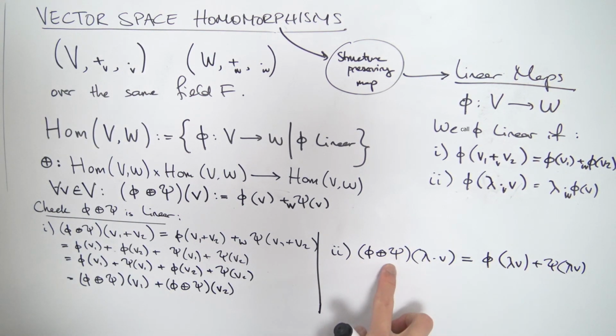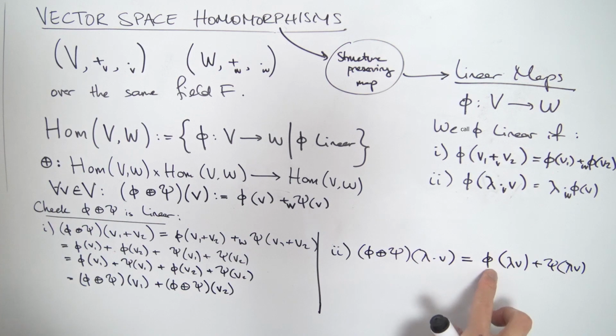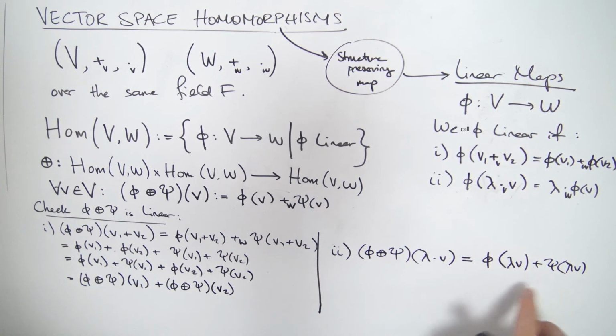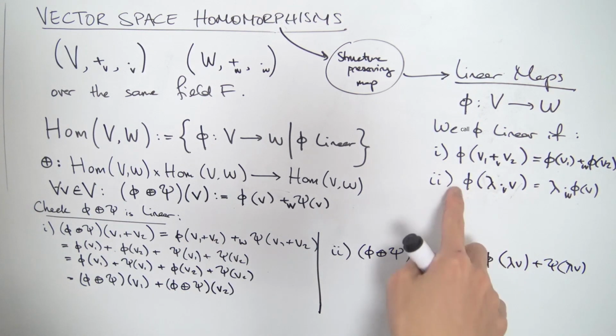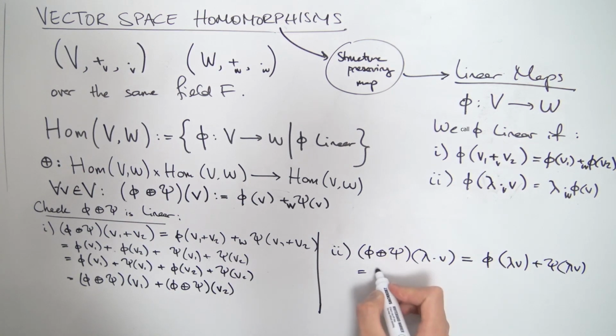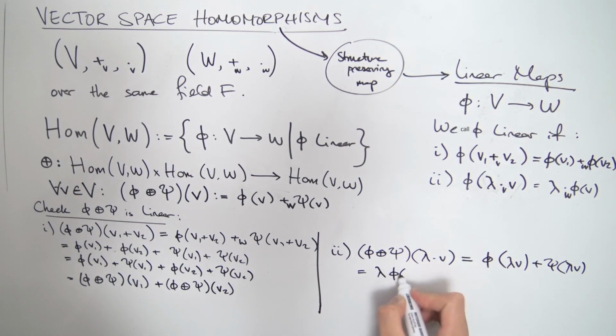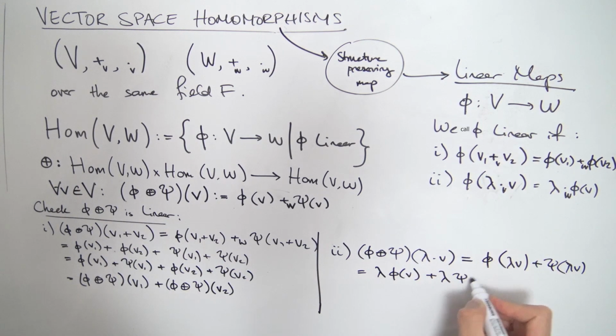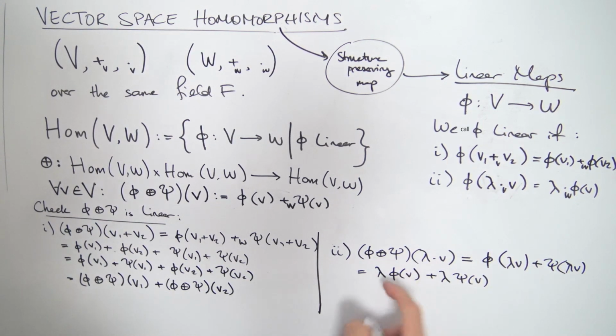So remember, if you have two maps added together acting on something, you have the first map acting on that something plus the second map acting on that something. Now remember, φ and ψ are linear maps, and if they're linear, then you can pull this constant out on the outside. So in particular, it's going to be λ φ of v, and then we have plus λ yet again ψ of v. And notice over here there should be dots, these scalar multiplication symbols, which are the scalar multiplication on W, but we can hide it because it's pretty clear.